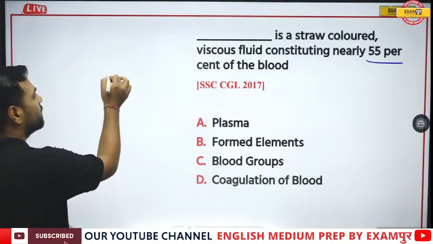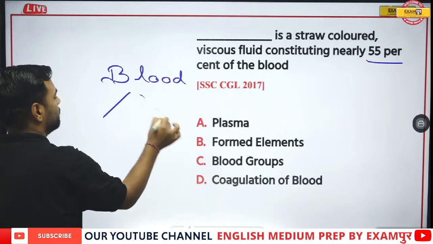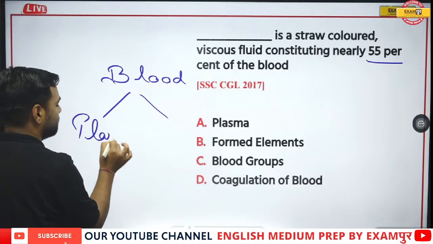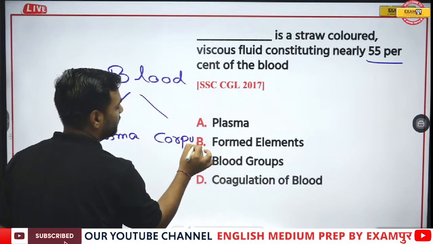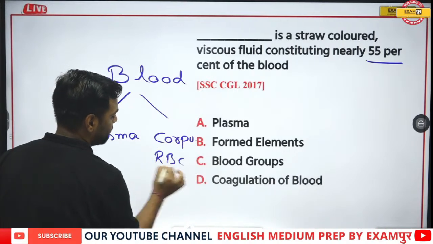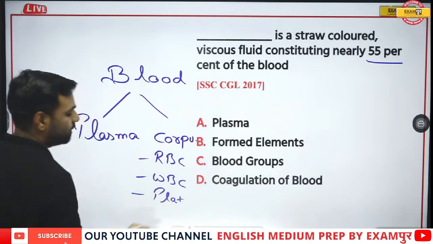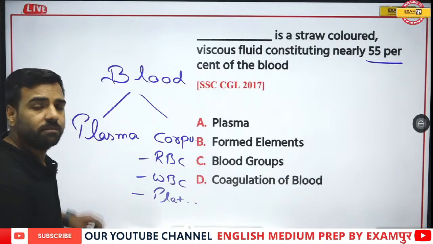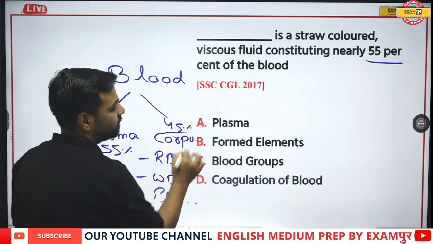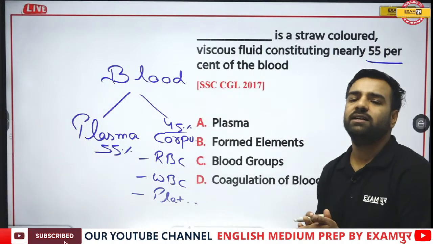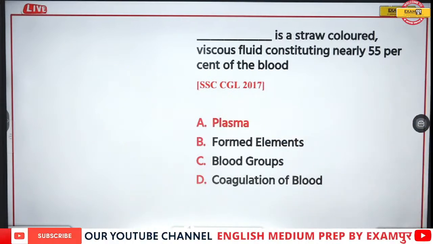We discussed that blood was divided into two parts. One was the liquid part, that was plasma. The other was blood corpuscles, which include RBC, WBC, and platelets. Remember? Plasma was 55% and the corpuscles were 45%. So the correct answer is plasma. You all are correct.